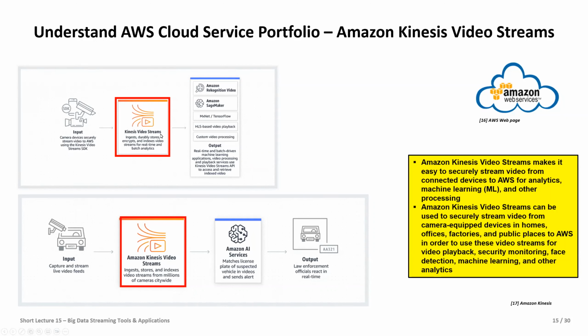Let's say image recognition, right? As we said, the Amazon Rekognition video services in order to understand what's happening in the scene. Amazon SageMaker, as you already know a little bit from your assignments, is a machine learning tool, already ready to do some machine learning with TensorFlow or MXNet.